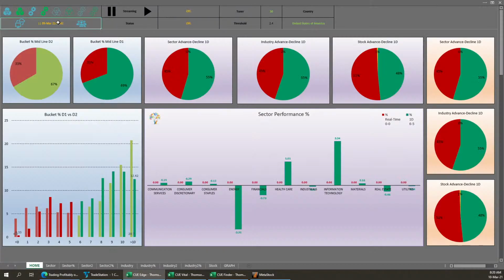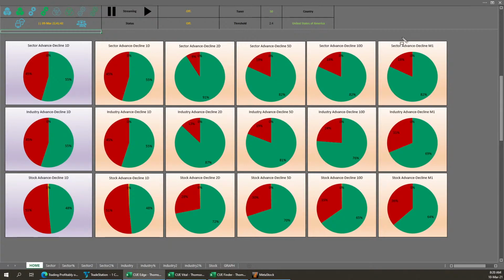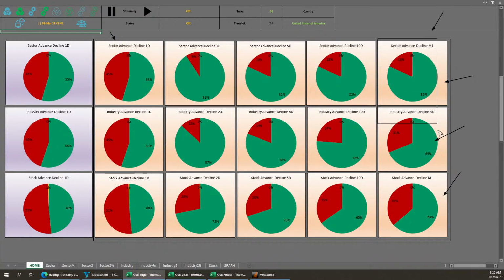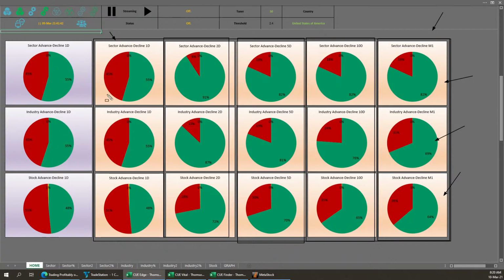Now, if I look at the very useful 1 month to 1 day sector, industry, stock advance decline breadth, it is still bullish. Overall, we have to say it is bullish. 1 month has remained bullish, it seems like forever. 10-day is also bullish now. 5-day also bullish. 2-day bullish. 1 day yesterday is balanced. Overall, sector, industry, stock breadth is still bullish.